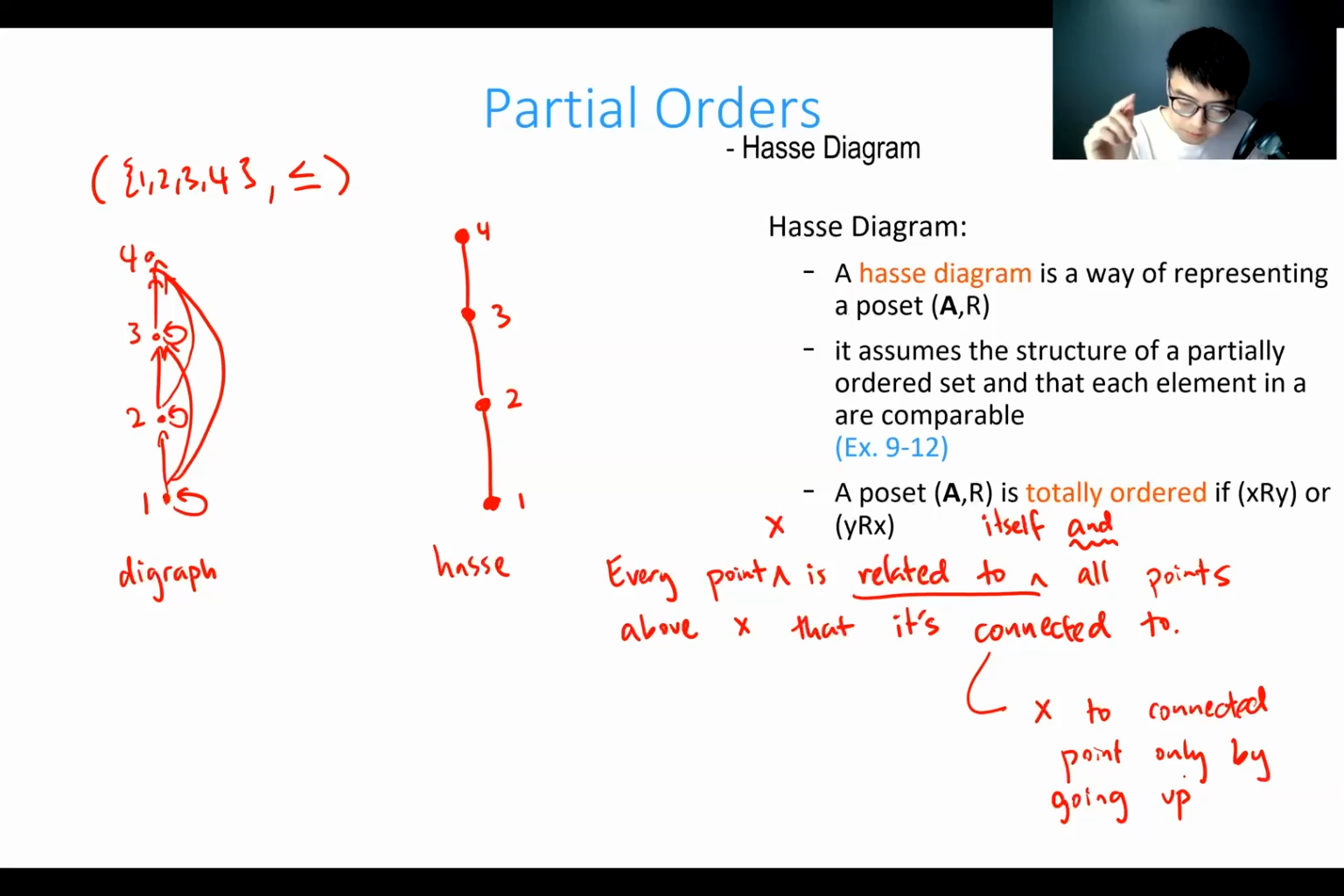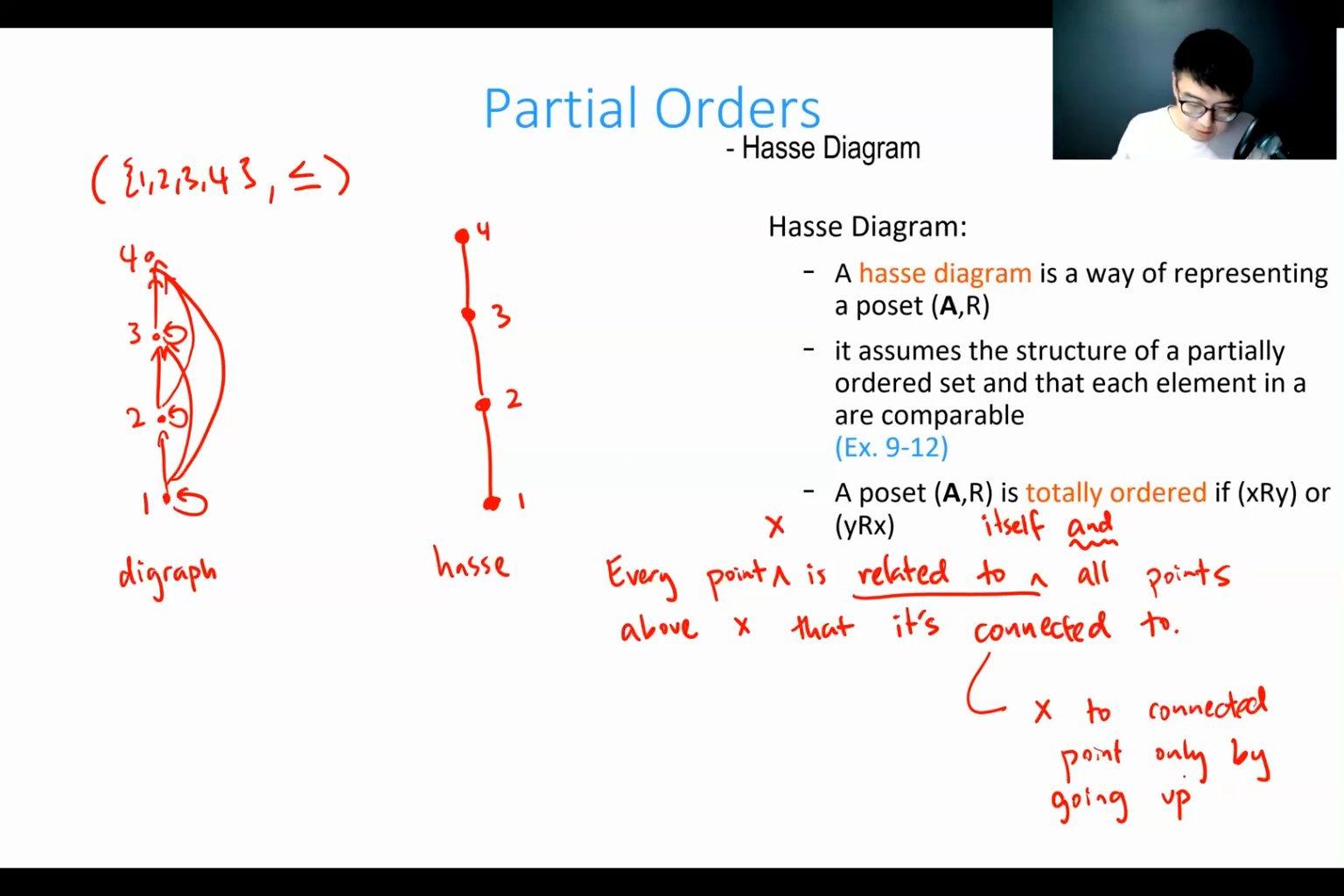Okay, so what is 2 related to? 2 is related to itself. 2 is also related to 3. 2 is also related to 4. Is 2 related to 1? No, because we can't go down on the Hasse diagram. It's going up only. So 2 is only related to 3, 4, and itself. Okay, what's 3 related to? 3 is related to 3, itself, and also 4.